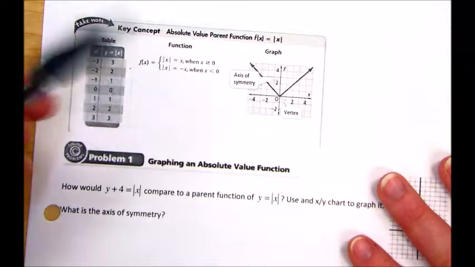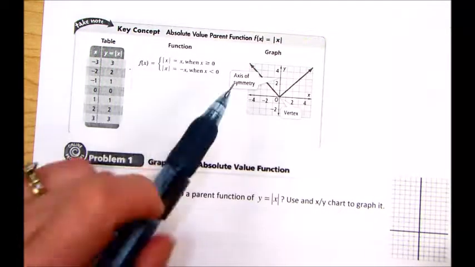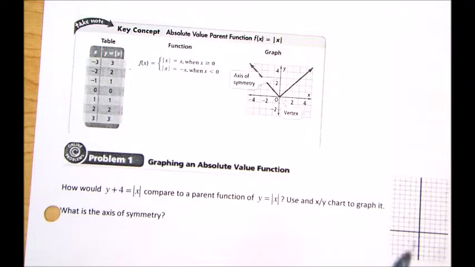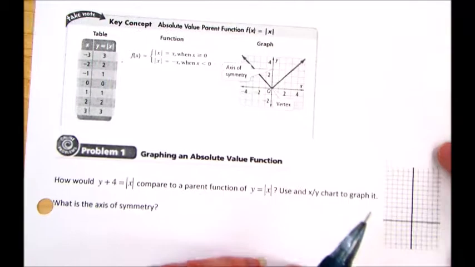As long as there's not a negative sign on the outside, whatever you plug in is going to be positive. And when you plot your points, you're going to get that V shape right there. The axis of symmetry is the line down the middle. The vertex is the middle point.